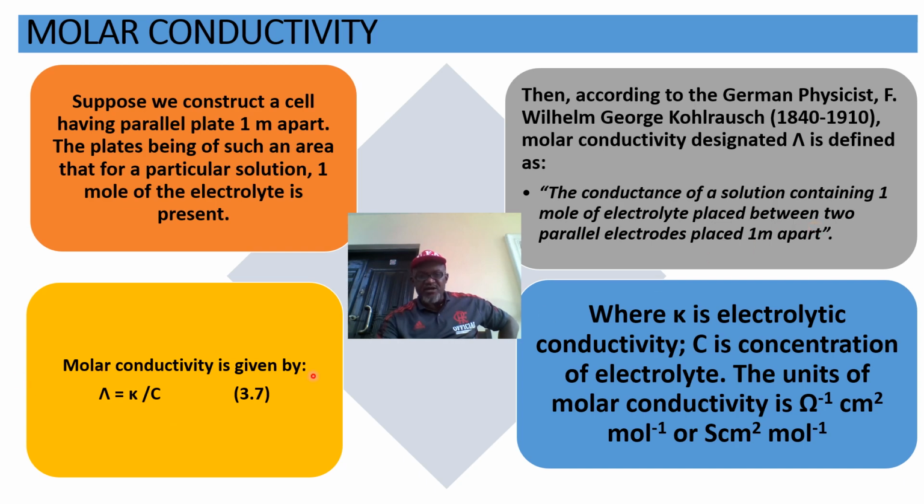So we can see molar conductivity is given by capital lambda equals kappa, the specific conductivity we talked about, divided by the concentration of the solution. Of course, where kappa is the electrolytic conductivity and C is the concentration of the solution. And remember we have said that this capital lambda here is the molar conductivity.